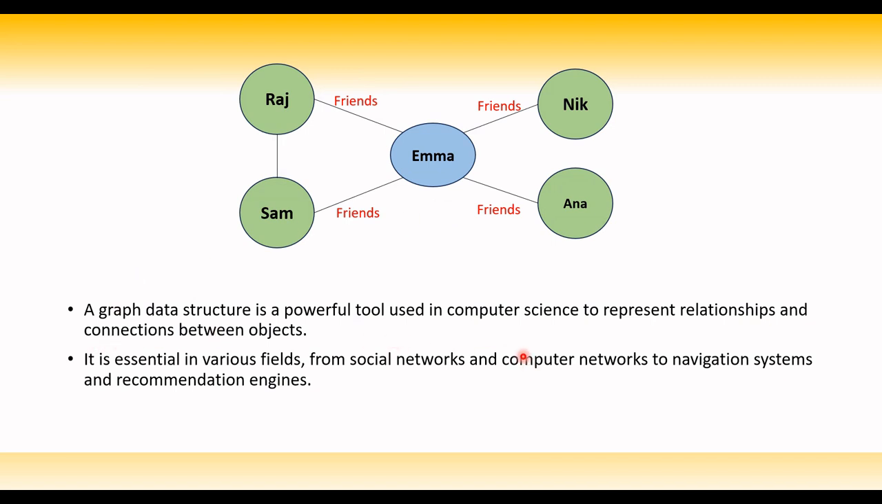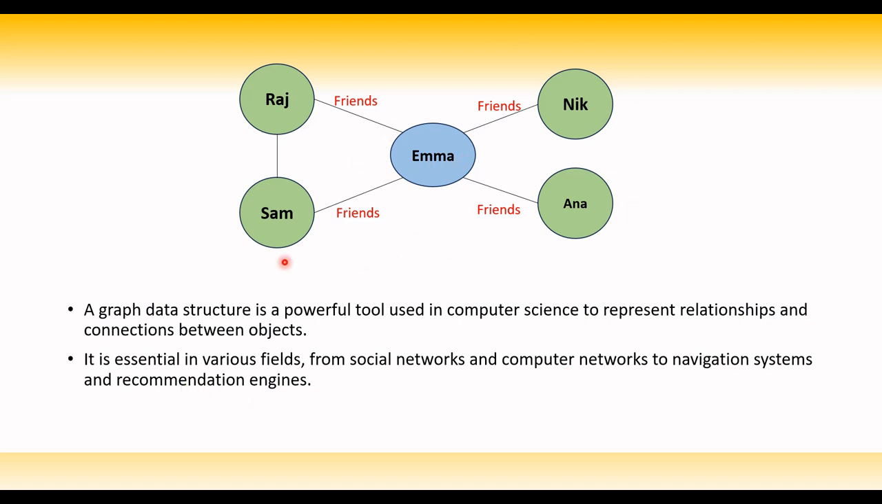A graph data structure is a powerful tool in computer science to represent relationships and connections between objects. It's essential in various fields, varying from social networks to navigation systems, flights, and recommendation engines.